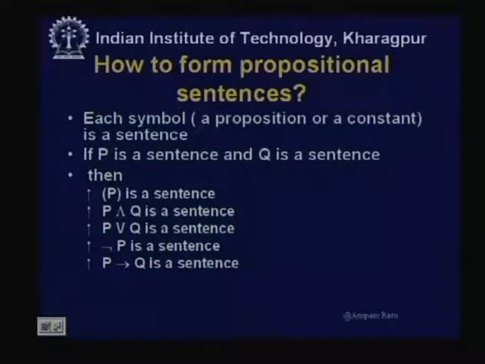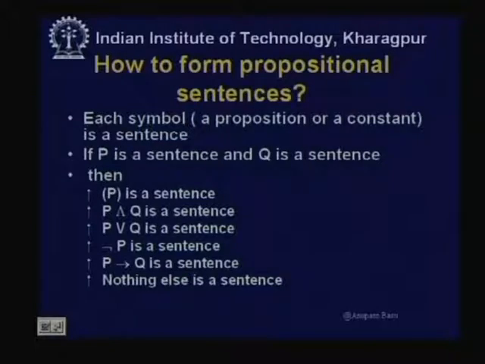For example, if we say Anil is good, and that is P, then not P is not Anil is good. Now, Anil is good was true, and not of Anil is good will be false, but not of Anil is good is also a valid sentence. It may evaluate to true or may evaluate to false. P implies Q is also a sentence. Nothing else is a sentence.